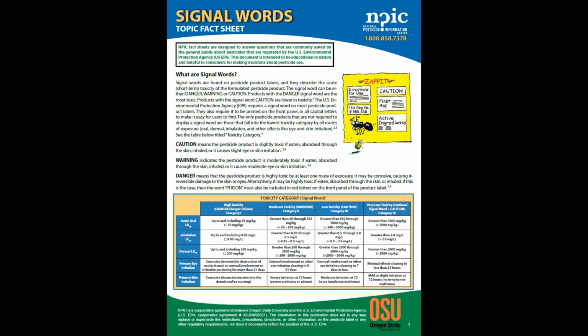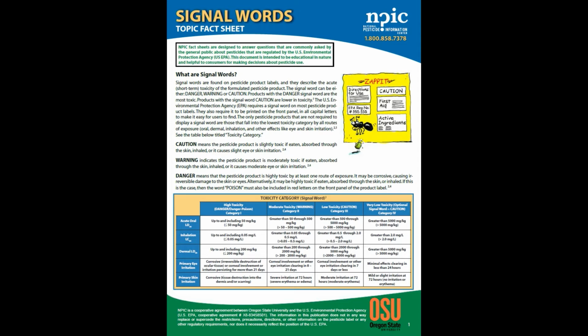In this video, I'm talking about signal words. What are signal words? Signal words are found on pesticide product labels, and they describe the acute, short-term toxicity of the formulated pesticide product. The signal word can be either danger, warning, or caution. Products with the danger signal word are the most toxic.